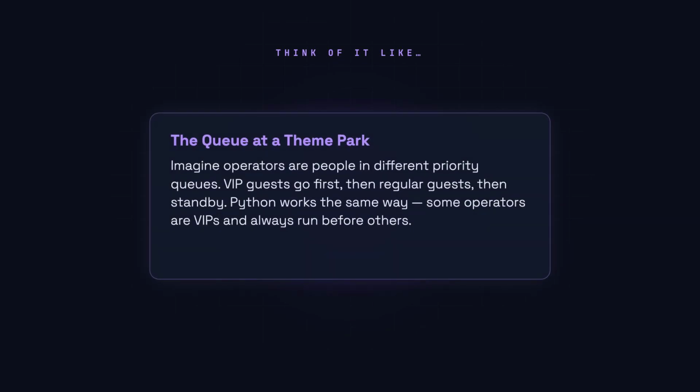Think of it like a theme park with VIP queues. Multiplication is a VIP. It jumps ahead of addition every time. So 2 plus 3 times 4 gives 14, not 20.